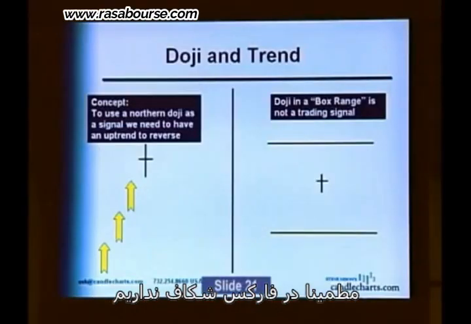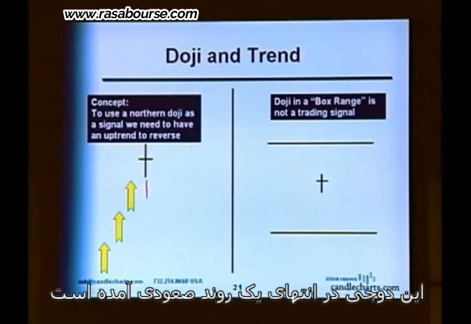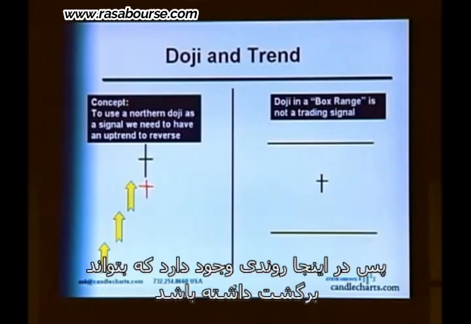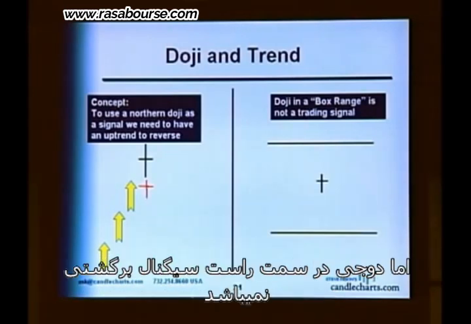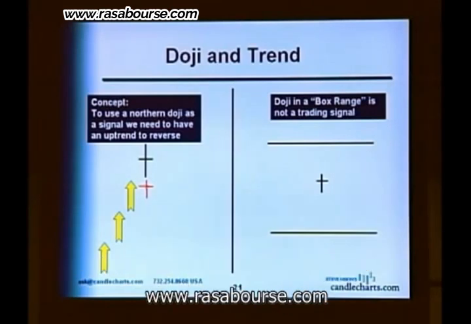Now, obviously, in the Forex market, you're not going to have a doji gapping higher, so let's make the doji over here. Now, the doji on your left, is it coming after a move, a rally? Is there a trend to reverse? Yes. The doji on your right, is there a trend to reverse? No. It's in the middle of a trading range. Japanese call it a box range.